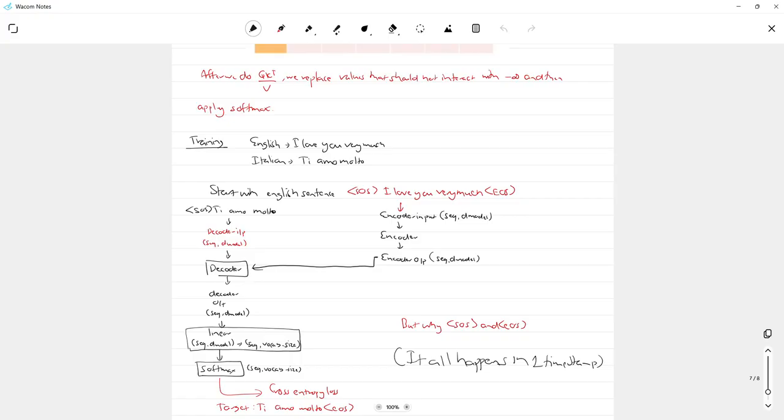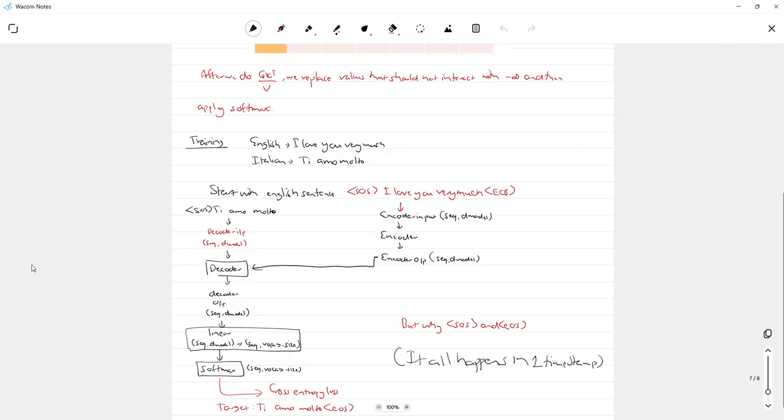Unlike recurrent neural networks, which process one word at a time, the transformer processes all words simultaneously. The encoder receives the full English sentence or sequence, calculates all the attention scores and contextual embeddings, and outputs a single encoder output matrix, which is of shape sequence comma d model. This matrix contains the complete context of the English sentence.